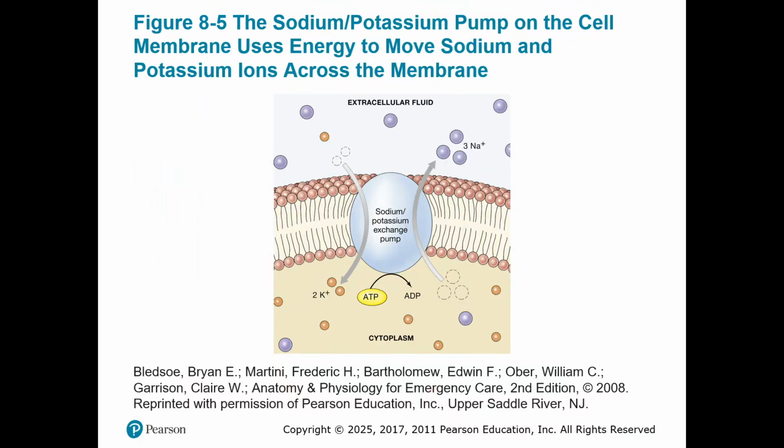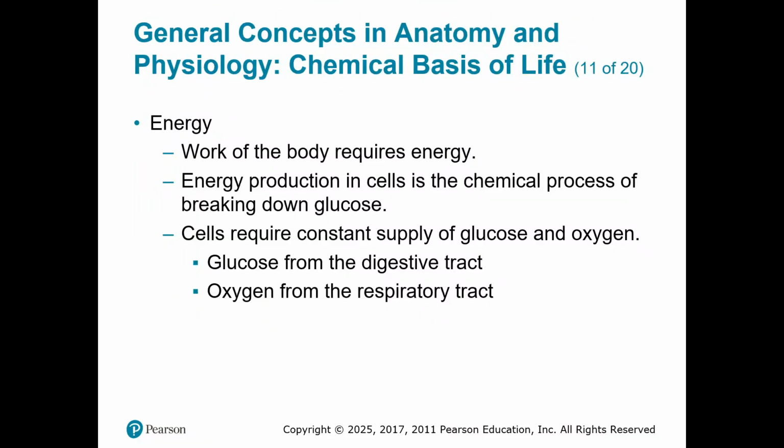Okay. Well, and we'll talk more about that later too. So when we look at the energy of the body, we talk about metabolism, again, aerobic and anaerobic. Remember, aerobic is with oxygen, anaerobic is without. Energy production in cells is a chemical process of breaking down glucose. Cells require a constant supply of glucose and oxygen for their survival. That glucose comes from the digestive tract and oxygen from the respiratory tract.